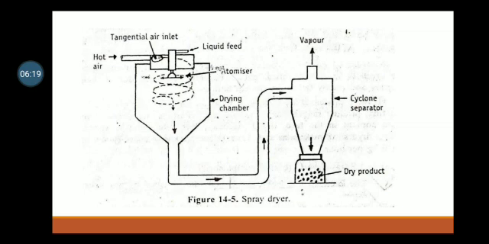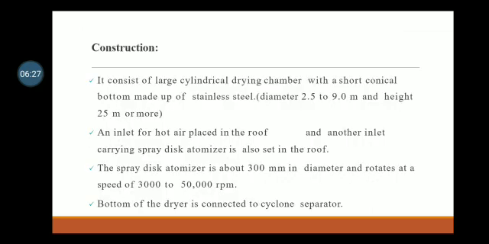Vapors are passed to the cyclone separator, and lastly at the bottom the dried product is collected. Construction. It consists of a large cylindrical drying chamber with a short conical bottom made up of stainless steel, diameter 2.5 to 9.0 meter and height 25 meter or more.